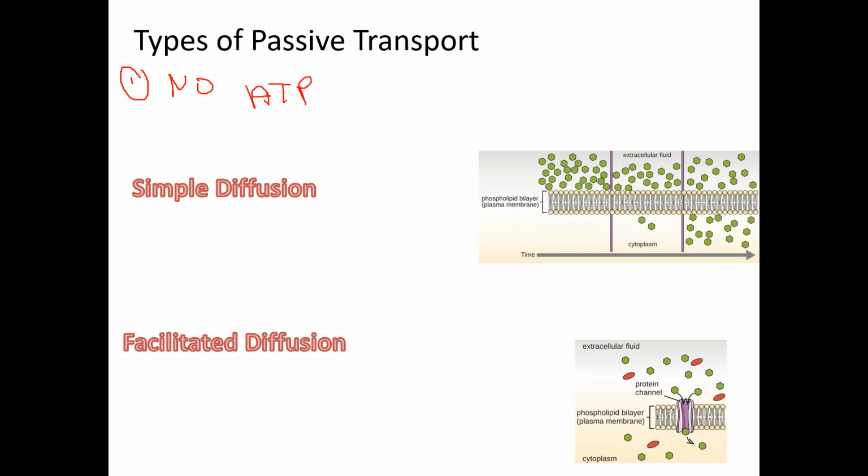I apologize, I'm writing with my mouse again, so it looks like a second grader wrote it, but that's okay. So no additional input of energy is needed. This happens all on its own. It happens passively, naturally, hence the name passive transport.